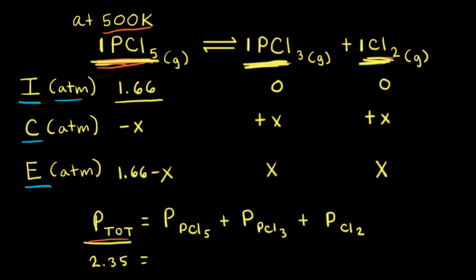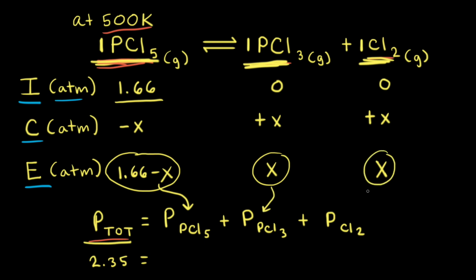And then we can take the equilibrium partial pressures from our ICE table and plug those into Dalton's law as well. So we're going to plug in 1.66 minus X for the equilibrium partial pressure of PCl5, X for the equilibrium partial pressure of PCl3, and X for the equilibrium partial pressure of Cl2. So let's plug in 1.66 minus X, and then we have plus X and plus X. And let's solve for X.